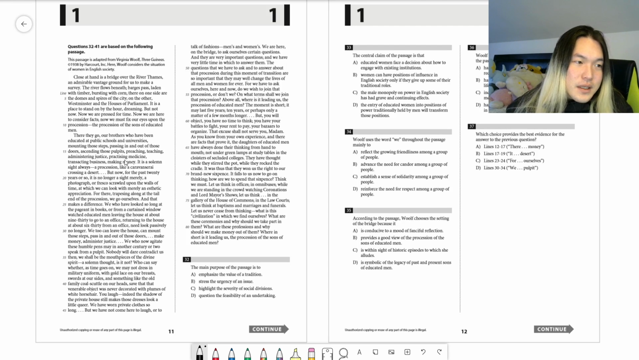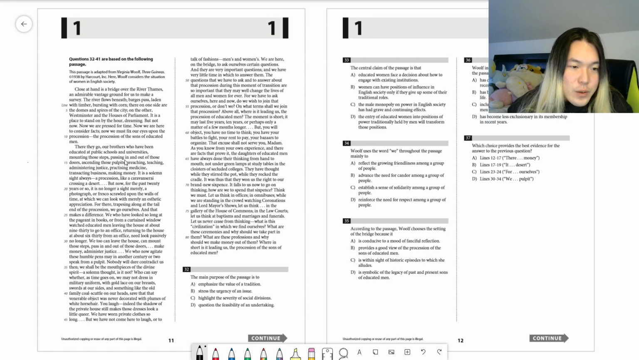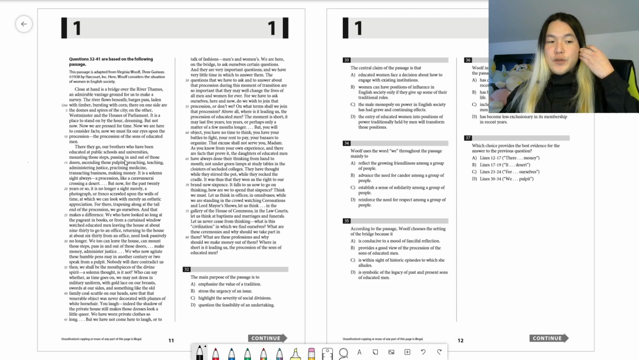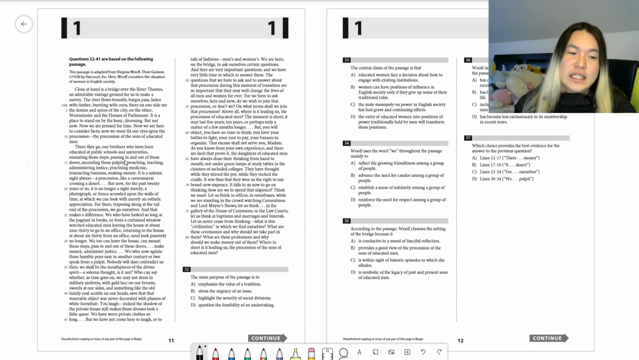The main purpose of the passage is to emphasize the value of a tradition. No. So tradition is kind of being broken here again, right? So women are joining the workforce. Stress the urgency of an issue. That sounds pretty good. Highlight the severity of social divisions.